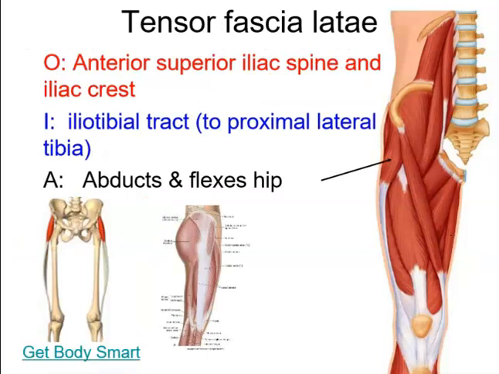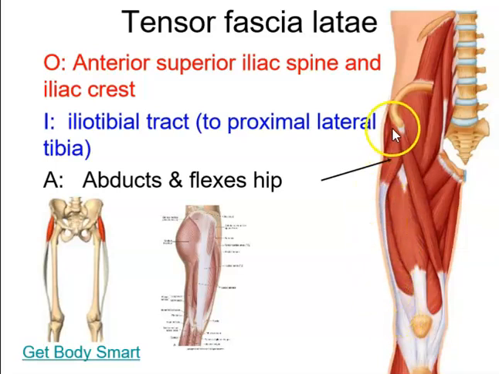The next muscle is the tensor fasciae latae. So this muscle right here is the tensor fasciae latae. Its origin is the anterior superior iliac spine and the iliac crest here of the ilium. Its insertion is into that IT band, or the iliotibial tract, that goes all the way down to the proximal lateral tibia.